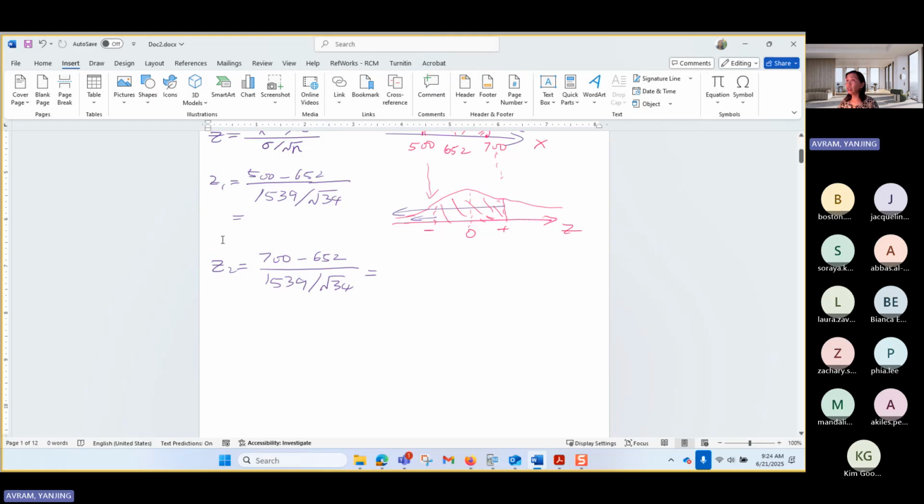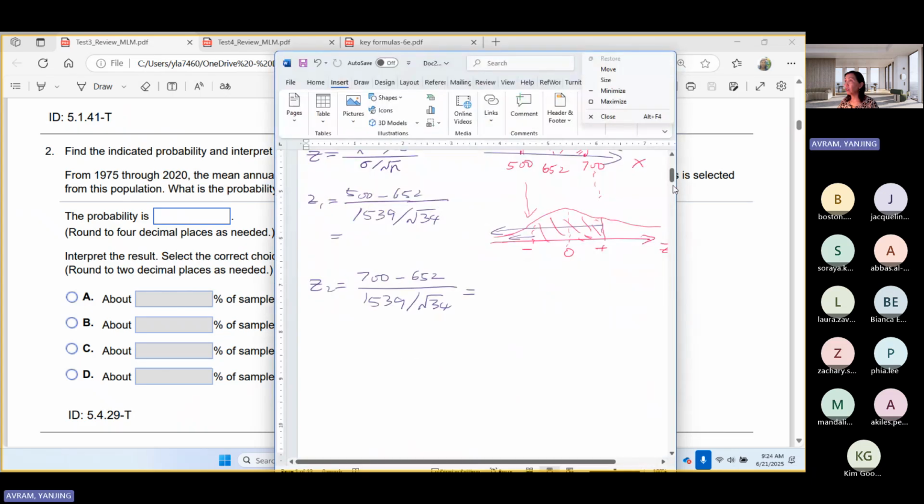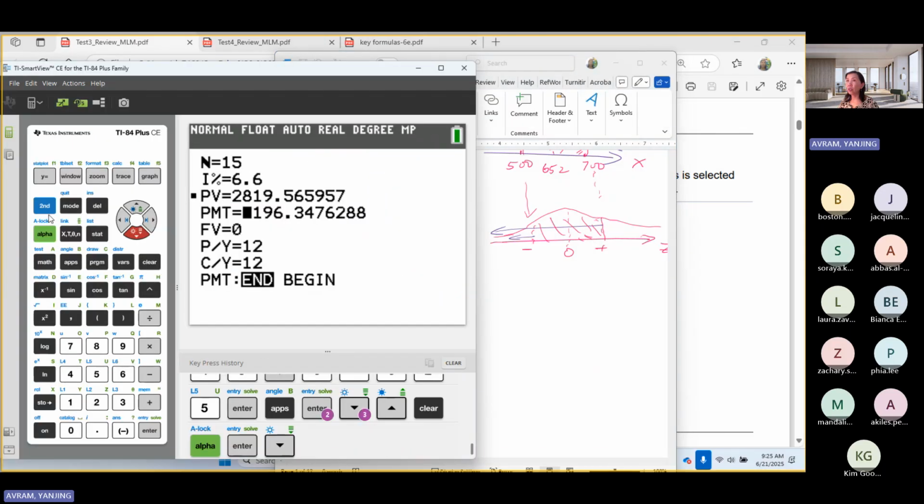Okay, so that's exactly what we have in here. So you can use the calculator to calculate these two G-scores. Okay, and I'll show you the calculator later on. All right, so let's see. We have a G-score.